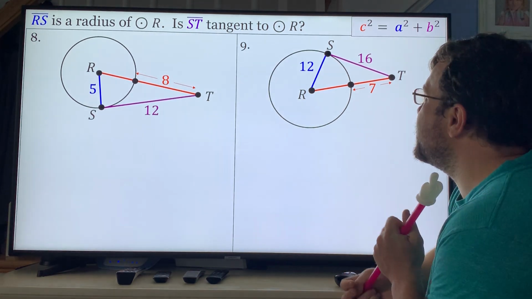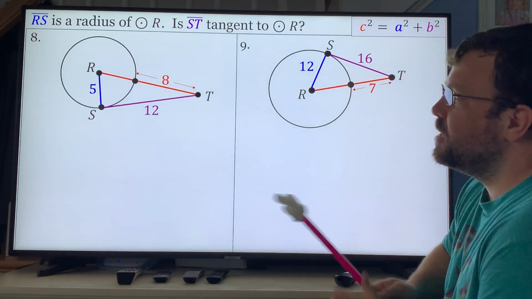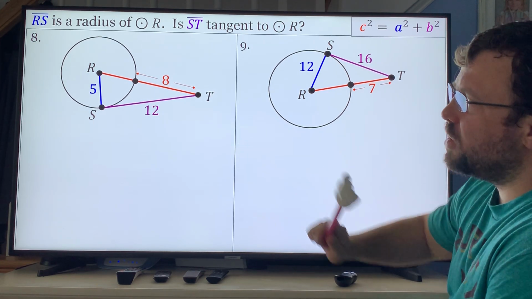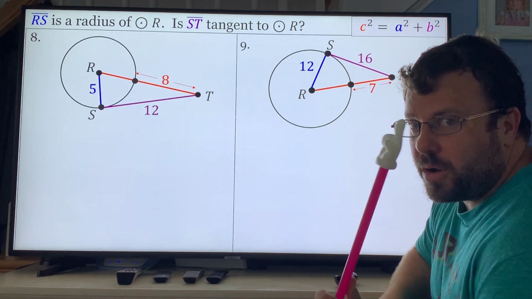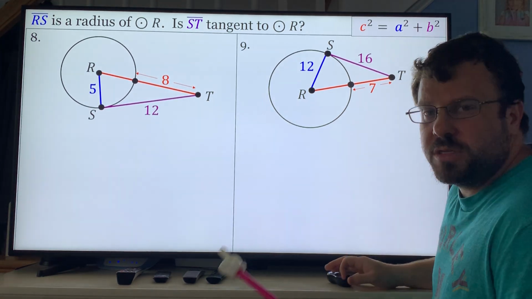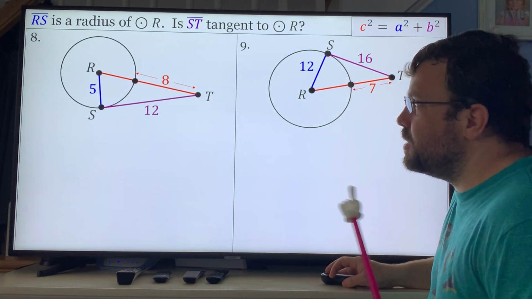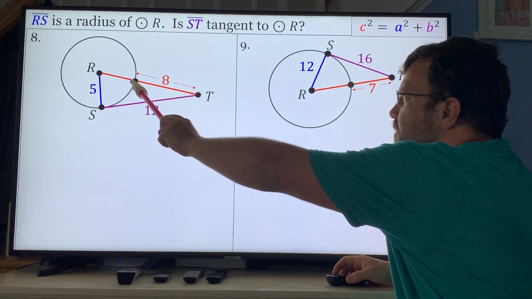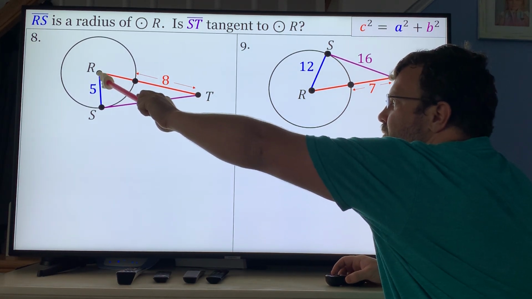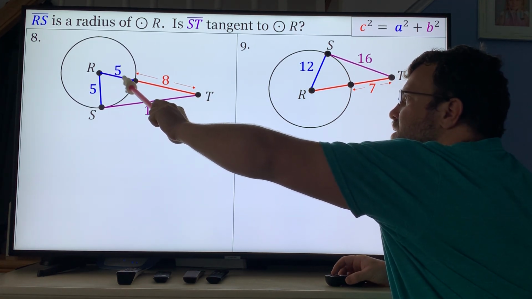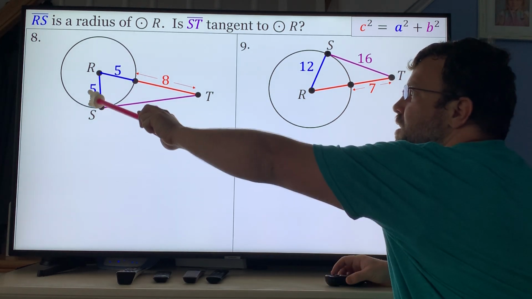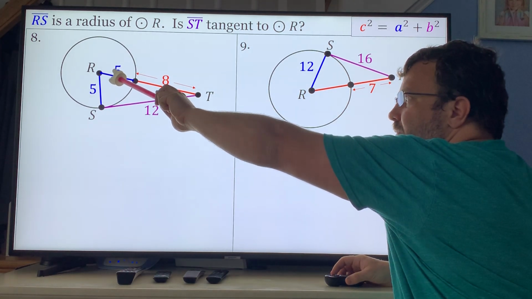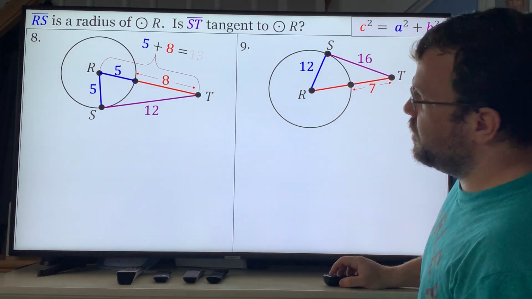Problem 8 is a tricky one. And after you figure out how to do it once, you'll be good. I'll give you a hint. 12 is not your hypotenuse. RT is your hypotenuse. However, RT does not equal 8. So what does RT equal? Anyone know? You should have said 13. Now, how did I get 13? If this is 8 from this point to T, I still need the part from R to this point. And that is actually 5. The reason that's 5 is the radius here is 5, so the radius here also has to be 5. And 5 plus 8 is 13.